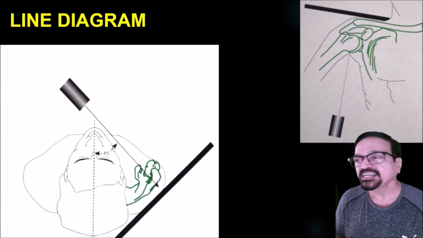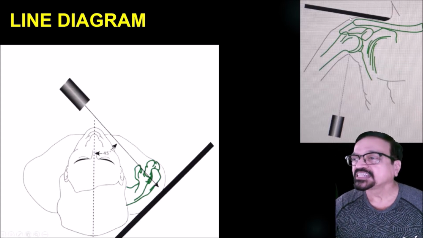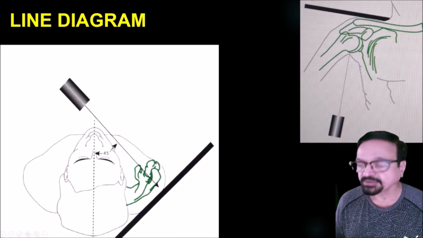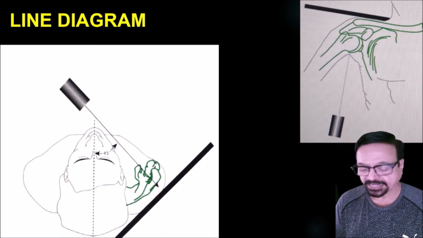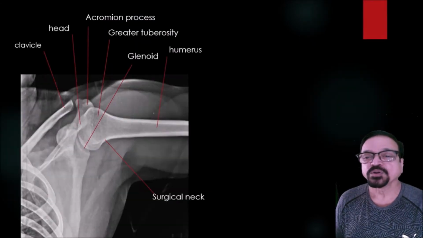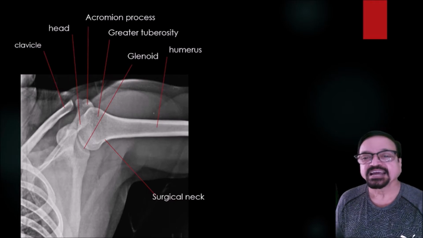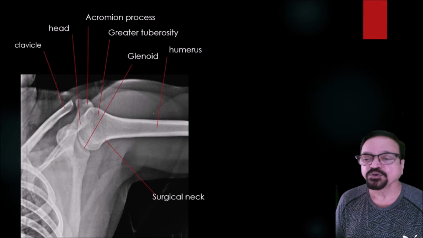This is the cassette and the perpendicular ray. This is the CR. They have to be perpendicular to each other, so that the basic thumb rule of radiology, that the incident ray has to be perpendicular to the cassette, is achieved. Now what you see in that, you can see the clavicle, the coracoid process, then the acromion process, greater tuberosity, glenoid, humerus and surgical neck. Anatomical neck and surgical neck, both will be seen in this.